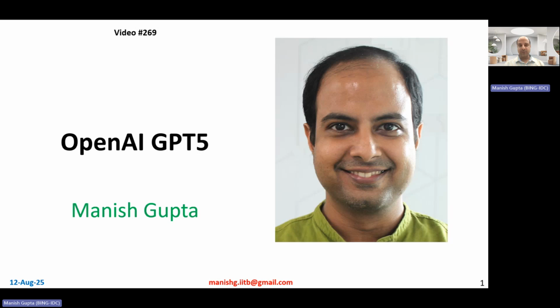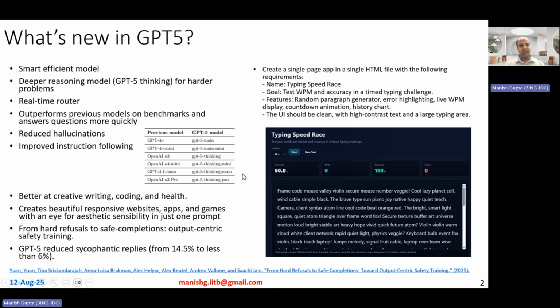Hi, my name is Manish Gupta, and in this video, I'm going to talk about OpenAI GPT-5, which is very recently released, right? So what's new in GPT-5 compared to the previous GPT models? It has two different variants, a smart, efficient model, and also a deeper reasoning model called GPT-5 thinking. The deeper reasoning model could be used for harder problems.